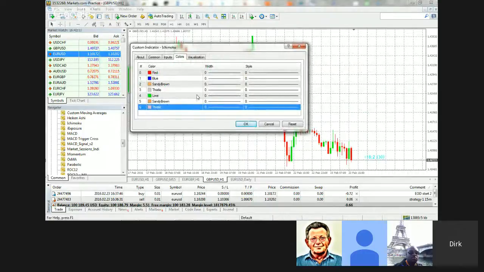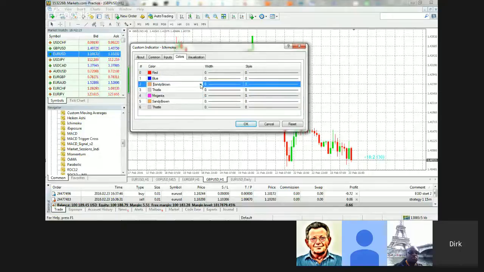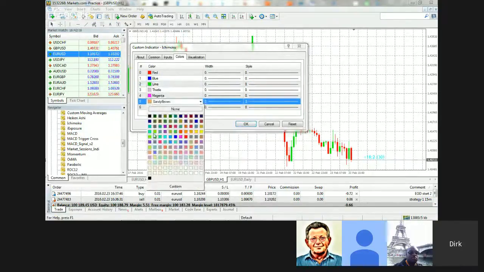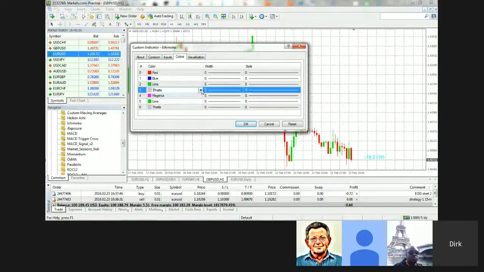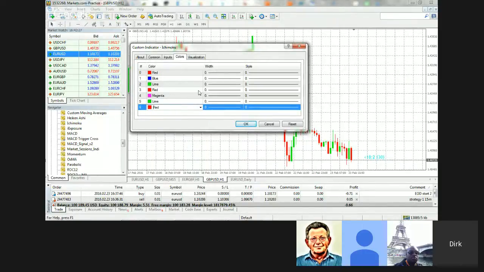And then, okay, so lime gets turned to magenta. Sandy brown is lime. Thistle is red. There we go. So those are the settings, okay?